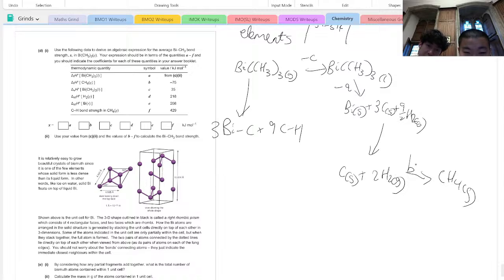This is B, right? Wait, let's see. C solid plus 2H2 gas. What happened from that to that? What happened from that to that? Oh, wait. Nothing. Do you know what I would do? Or do you want to figure it out? I mean, I kind of want to figure it out. Okay.